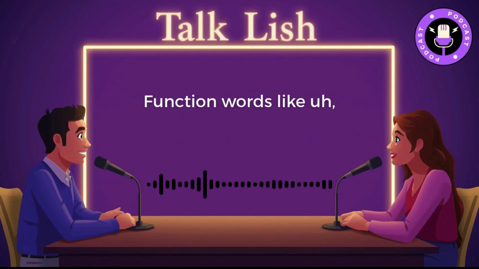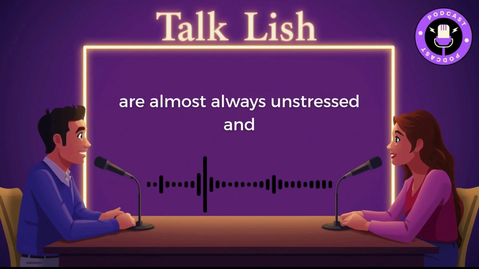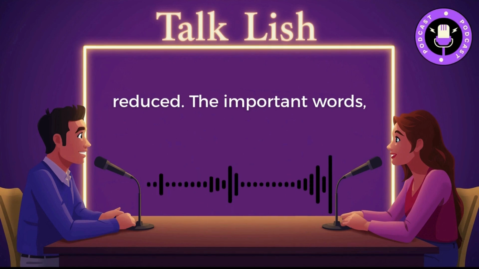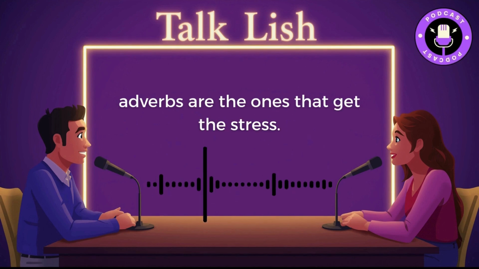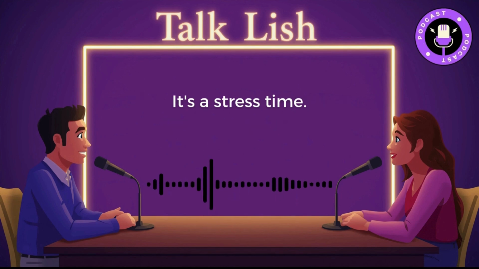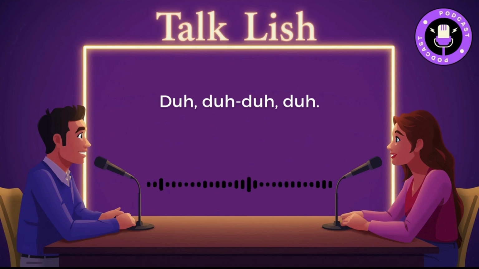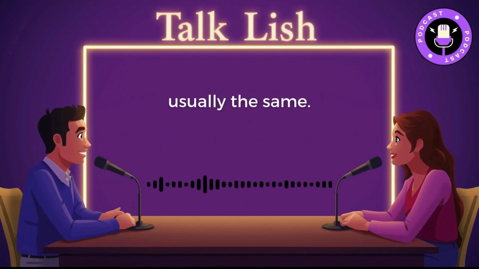That's the one. Function words like "the," "to," "for," "can," "you," are almost always unstressed and reduced. The important words, the content words, nouns, main verbs, adjectives, adverbs, are the ones that get the stress. This creates the rhythm of English, doesn't it? It's a stress-timed language. It's like music. Da, da, da, da. Da. Exactly. The time between the stressed beats is usually the same.